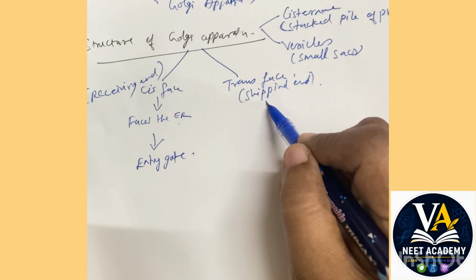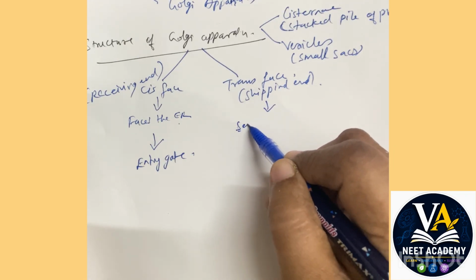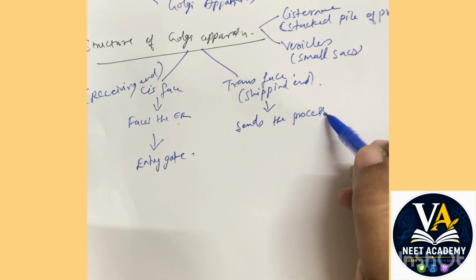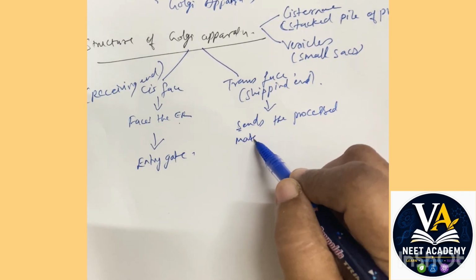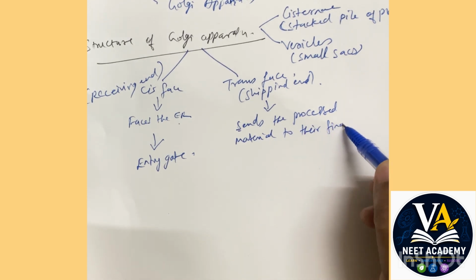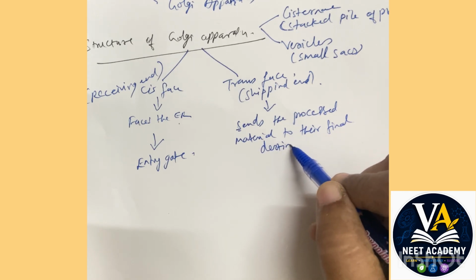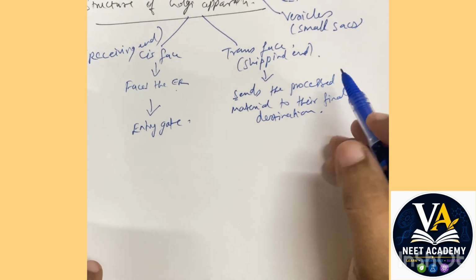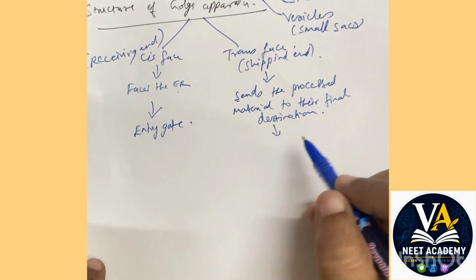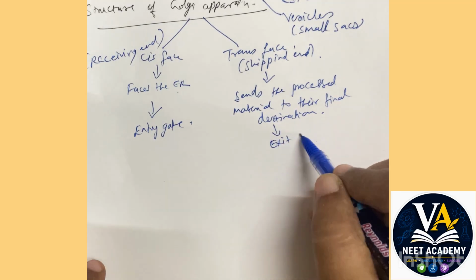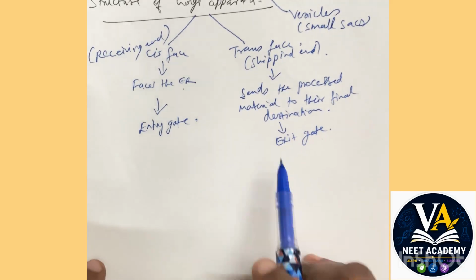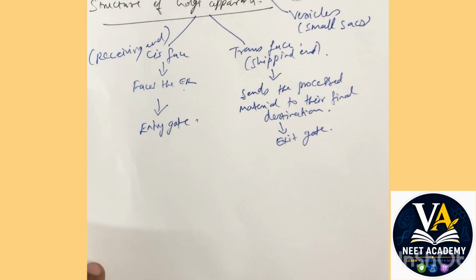Trans face sends the processed material to their final destination. Final destination. So you can say trans face is from where the processed material gets to the final destination. You can easily remember this as an exit gate. The easy analogy for this will be an exit gate. So trans face is an exit gate, cis face is an entry gate.